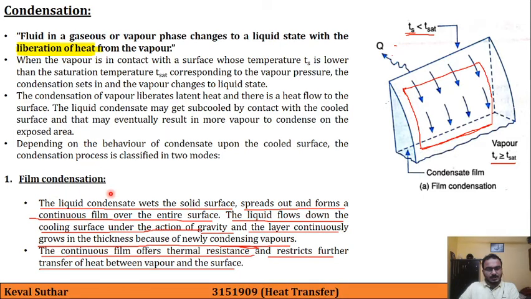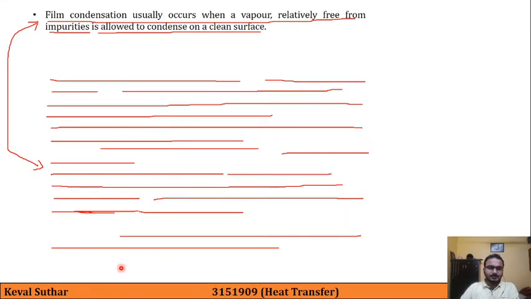First is film condensation, in which there is a continuous film of liquid condensate over the entire surface, and the liquid flows down the cooling surface under the action of gravity. And this film that is created because of condensation offers thermal resistance and restricts further transfer of heat between vapor and surface.